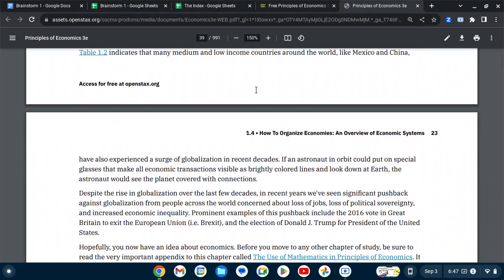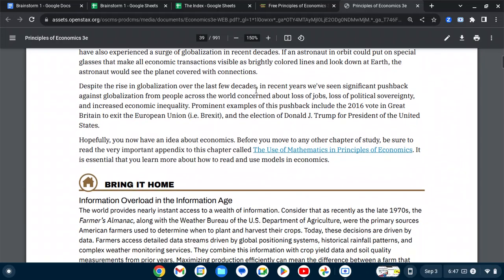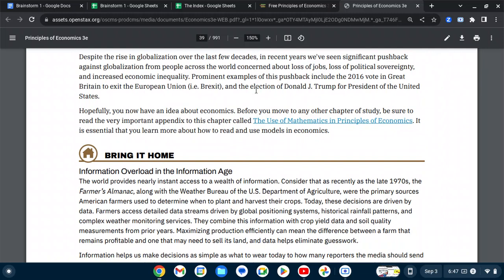Table 1-2 indicates that many medium and low-income countries around the world, like Mexico and China, have also experienced a surge of globalization in recent decades. If an astronaut in orbit could put on special glasses that make all economic transactions visible as brightly colored lines and look down at Earth, the astronaut would see the planet covered with connections. Despite the rise in globalization over the last few decades, in recent years, we've seen significant pushback against globalization from people across the world concerned about loss of jobs, loss of political sovereignty, and increased economic inequality. Prominent examples of this pushback include the 2016 vote in Great Britain to exit the European Union and the election of Donald J. Trump for President of the United States.